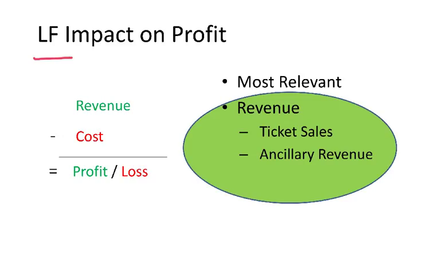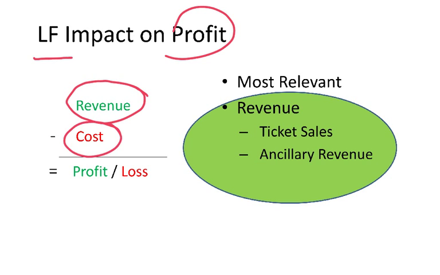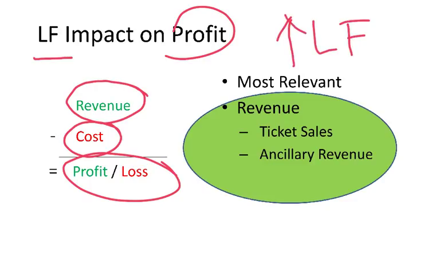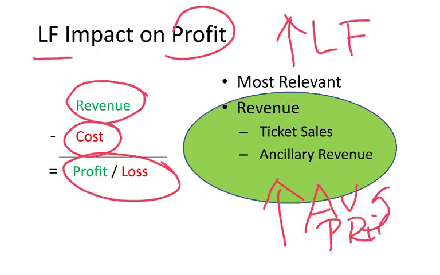So what is the impact of load factor on profit? First, let me summarize the definition of profit. Profit is the revenue minus cost, or a loss if the cost is greater than the revenue. So load factor in general is positive, and airlines want the aircraft to be as full as possible. But as I mentioned before, it's not only about having a high load factor, but also having as high an average price as possible for each ticket. So if I get a good balance of high load factor with a high average price, most likely I will make a profit.